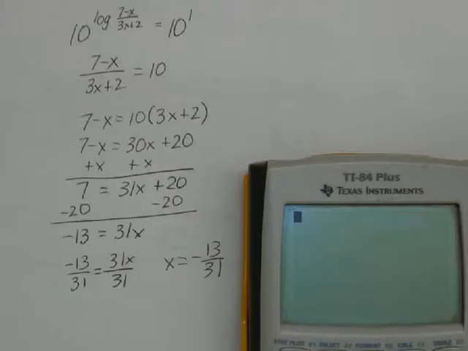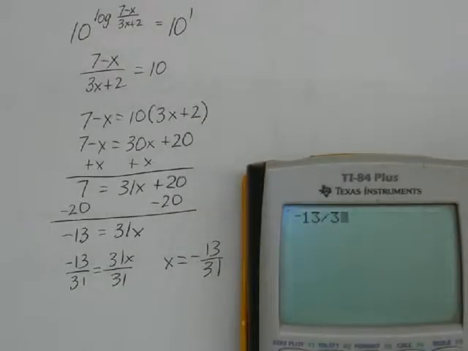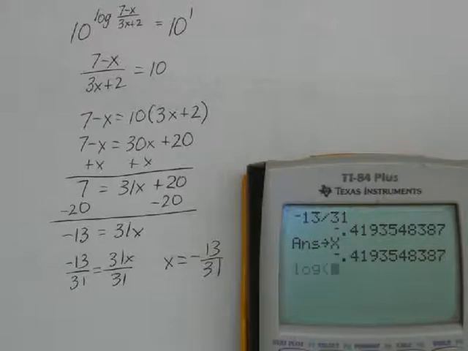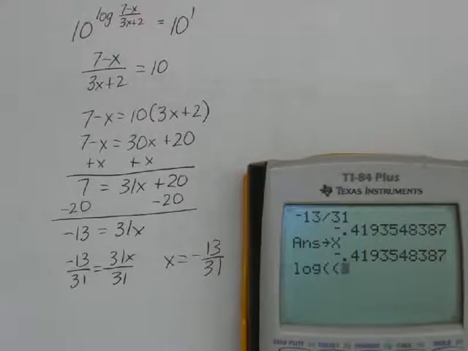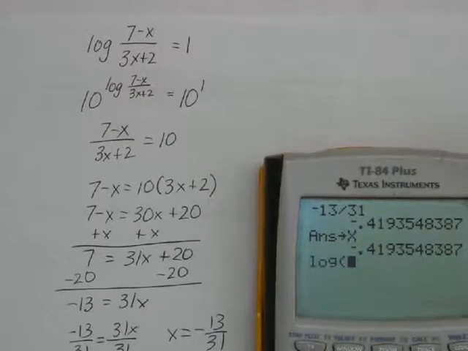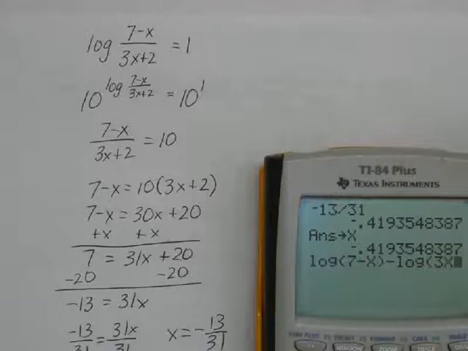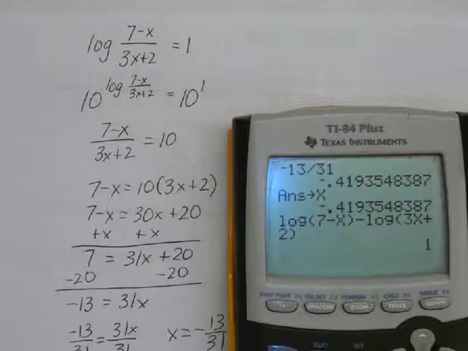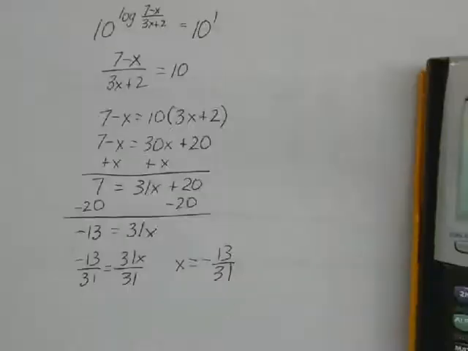Now, plugging that back into our equation to check our answer, I get log of, sorry, let me get back to the original problem. So log of 7 minus x minus log of 3x plus 2. And we should get 1, and we do. So there's our answer.